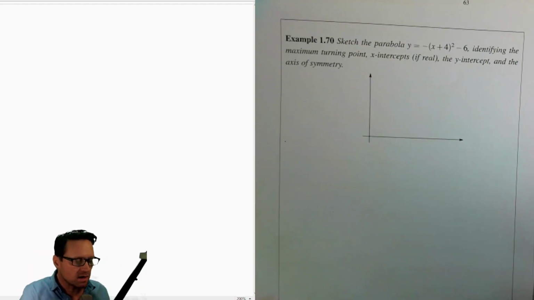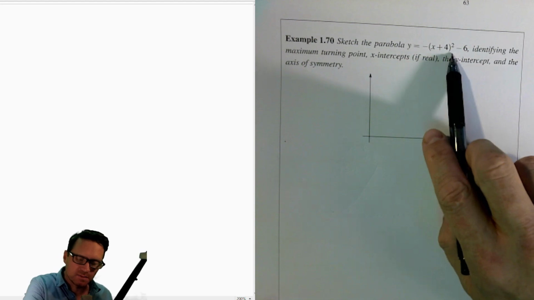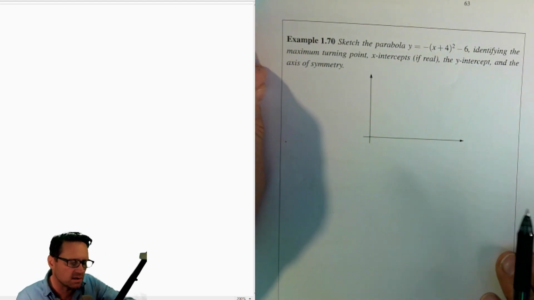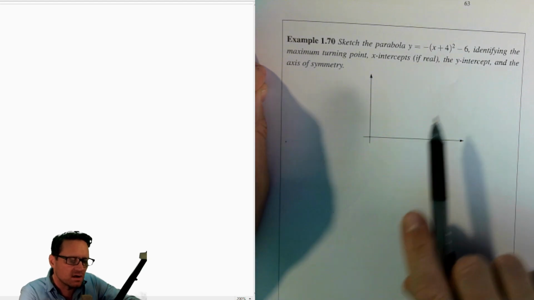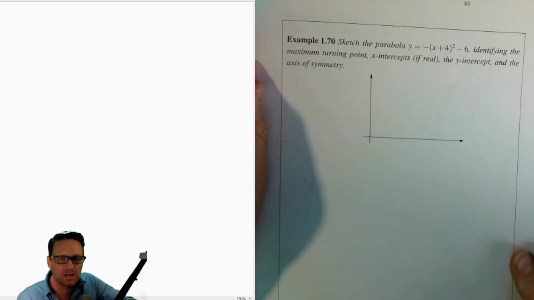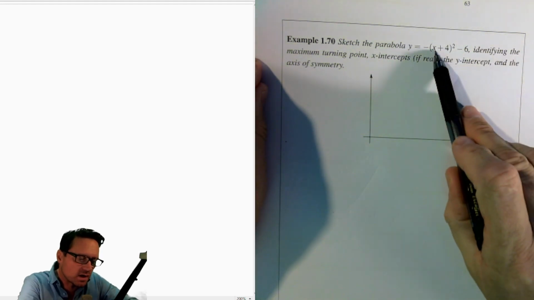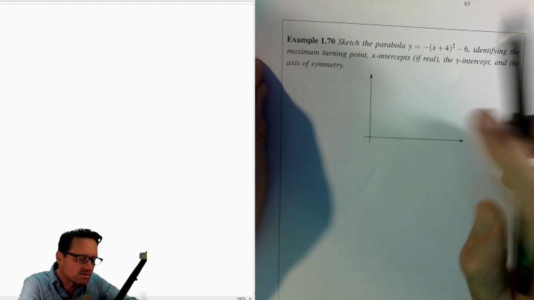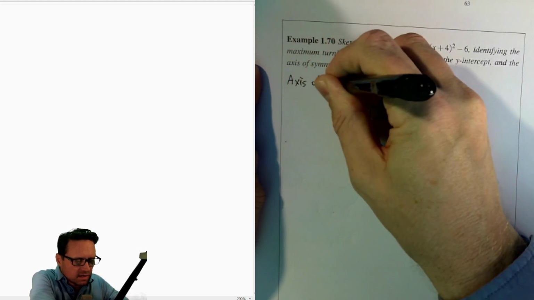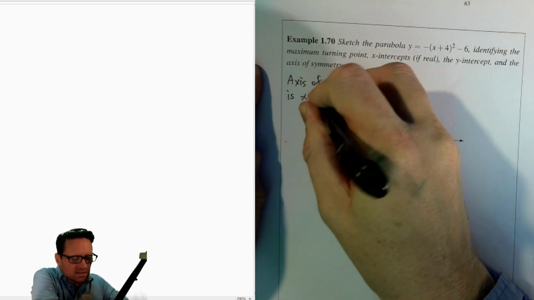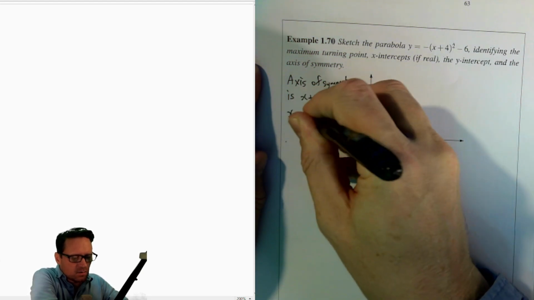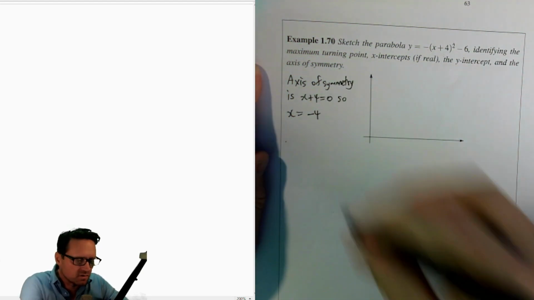Sketch the parabola y equals minus (x plus 4) all squared minus 6, identifying the maximum turning point, x-intercepts if they are real, the y-intercept, and the axis of symmetry. Okay, so let's begin with the axis of symmetry, because that occurs when what is inside the square is 0. So let's write that here. Axis of symmetry: x plus 4 is equal to 0. And so that is x equals minus 4, subtracting 4 from both sides.